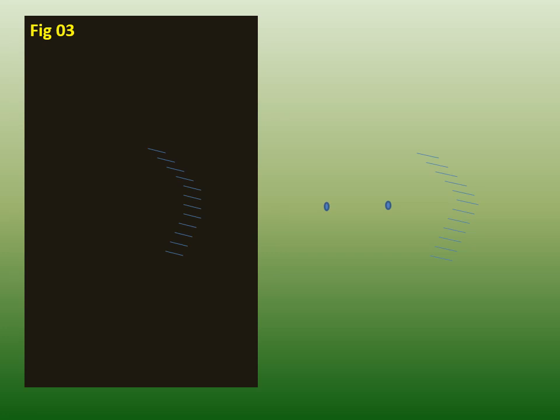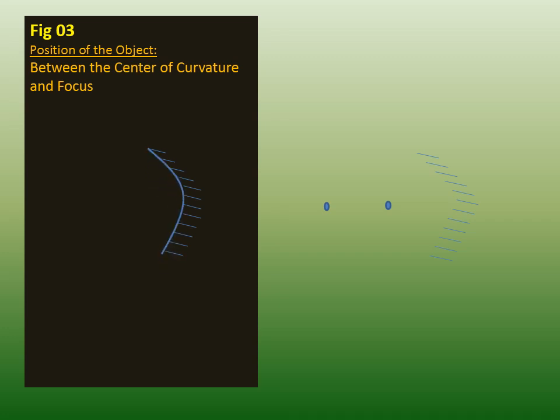Students, this is our next slide. This is our present slide actually, which is about figure number 3 and figure number 4. This is our figure number 4, and the position of the object in this figure is between the center of curvature and focus. This is the concave mirror.